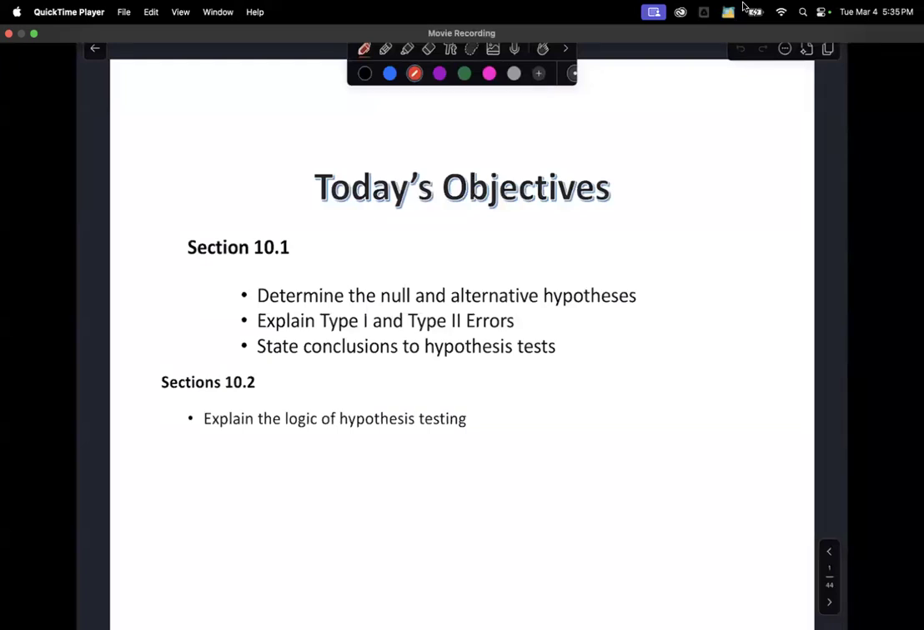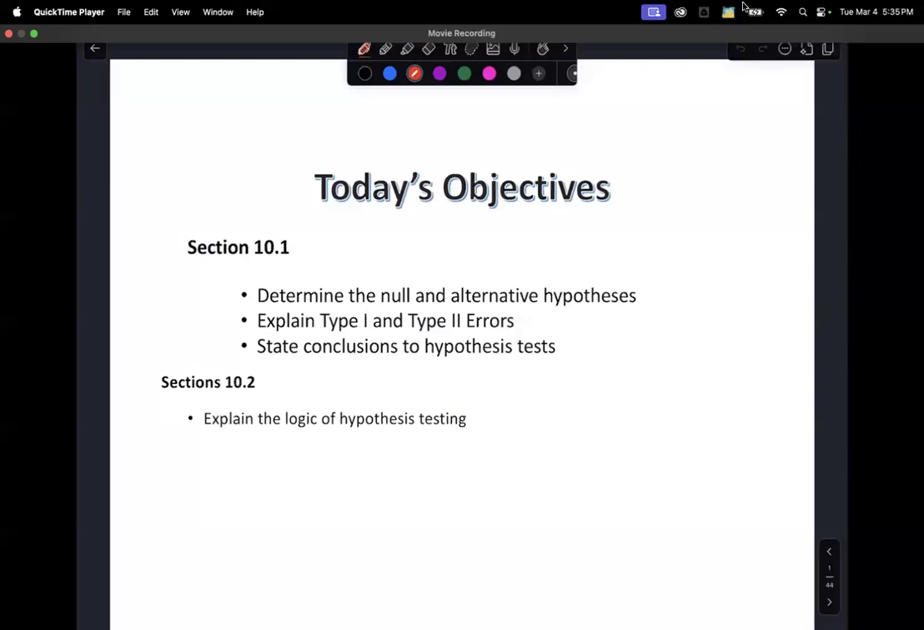And then 10.2, we're not going to get to the math part of 10.2, but we are going to talk about the ways to conclude your hypothesis test, as far as when you get a certain result with your math, how to determine the conclusions to draw based on that.